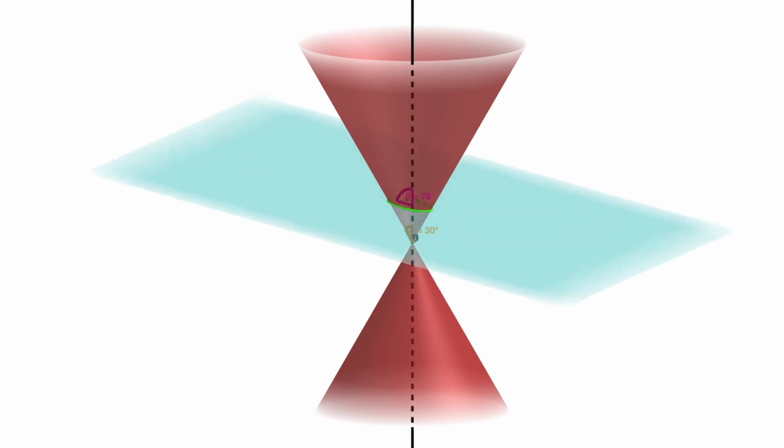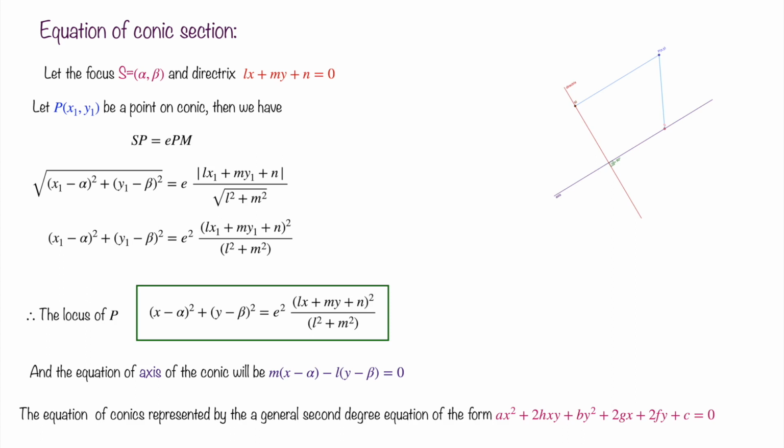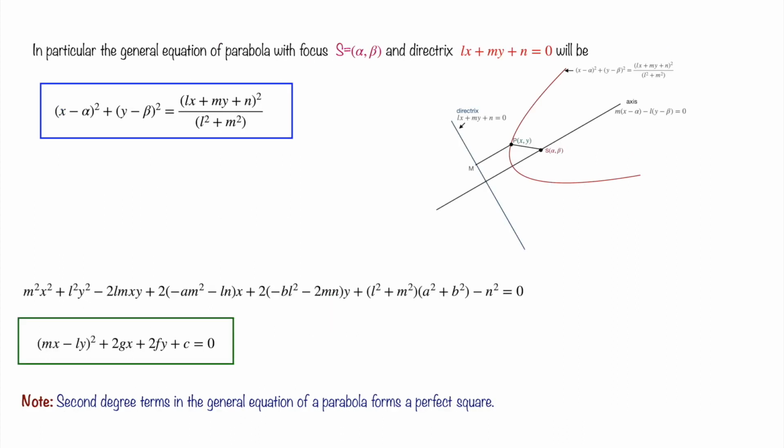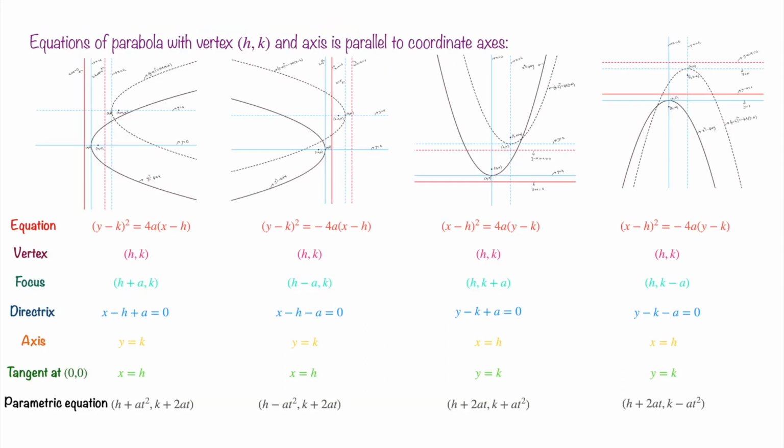Hi students, in the last video we have seen what conic sections are, then I gave the analytic definition of a conic section, then we derived the general equation of the conic section, then we mainly focused on the parabola. We looked at various standard form equations for the parabola, also equations of the parabola whose axis is parallel to the coordinate axis.